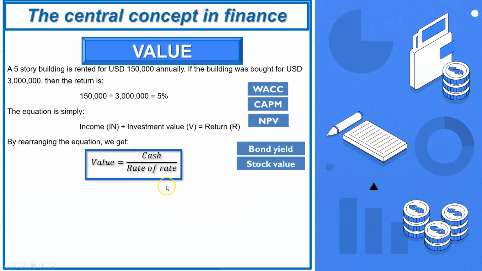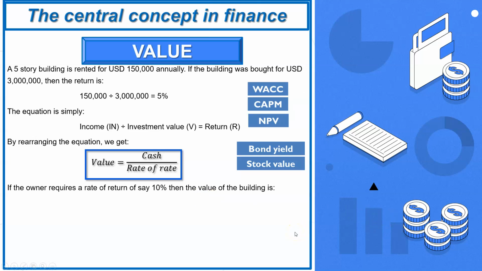So from a mathematical point of view, if you are dividing the cash you receive, 150,000, by a figure higher than 5%, you will get a lower value. Now you are dividing by 10%, for example, instead of 5%. Definitely you will get a value less than 3 million. So the higher the required rate of return, the lower the value.